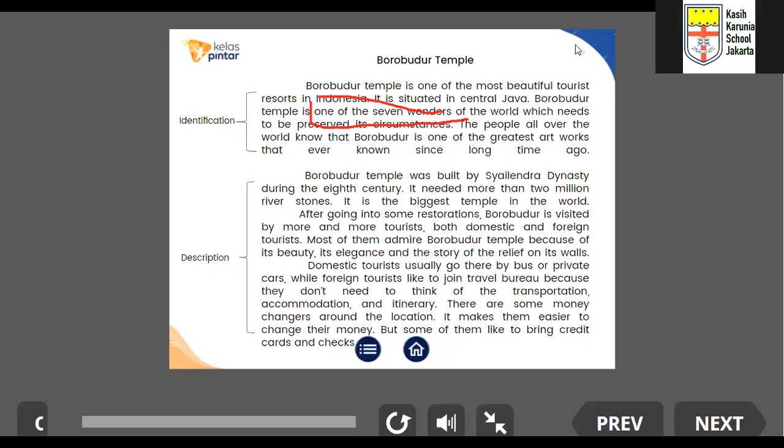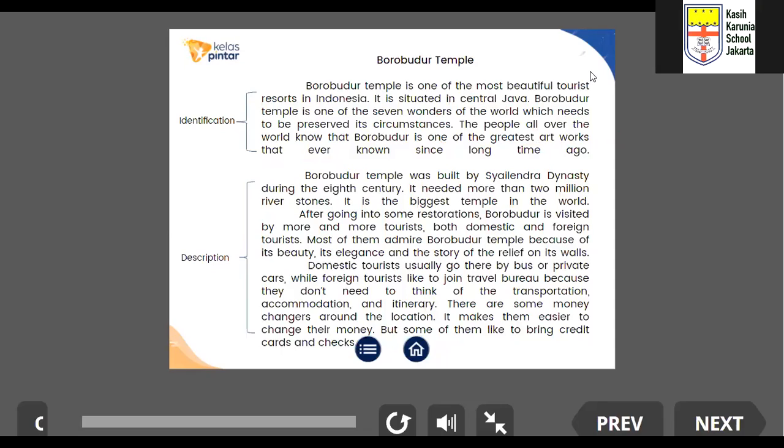And then the people all over the world know that Borobudur is one of the greatest artworks that has ever been known. Salah satu mahakarya yang diketahui banyak orang. Since a long time ago. Okay, so this is the general explanation about this Borobudur Temple. Ya, itu sifat-sifatnya umum saja.